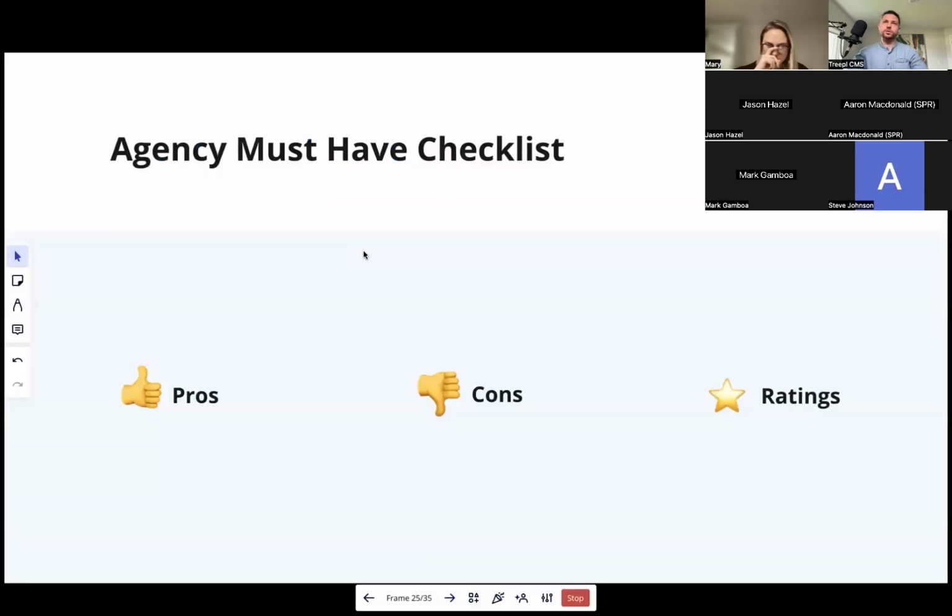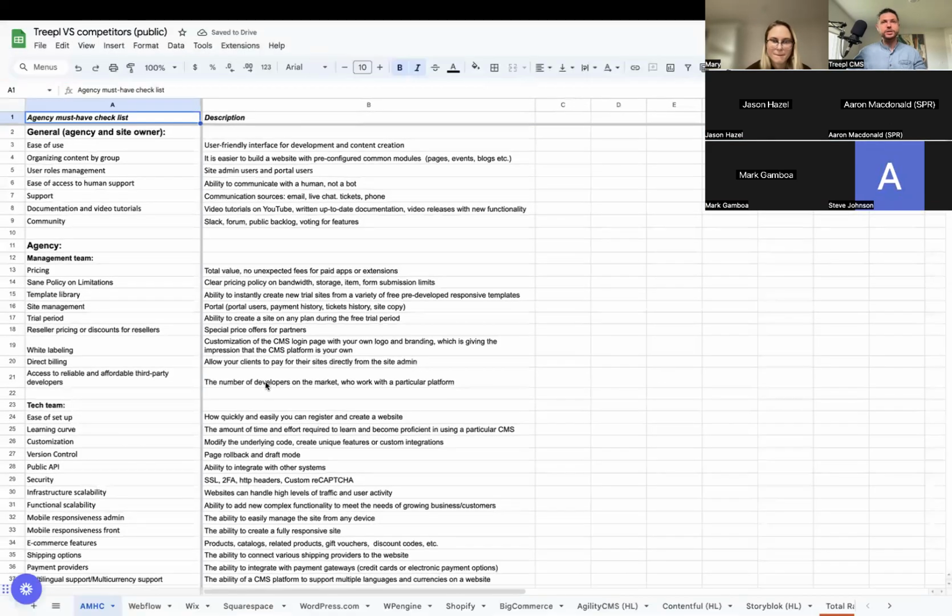So first of all, the first thing that we did, we created an agency must-have checklist, and we did it with you. So we contacted several of you guys and asked you to help us define what is the agency must-have checklist for a platform when you go and look for a platform.